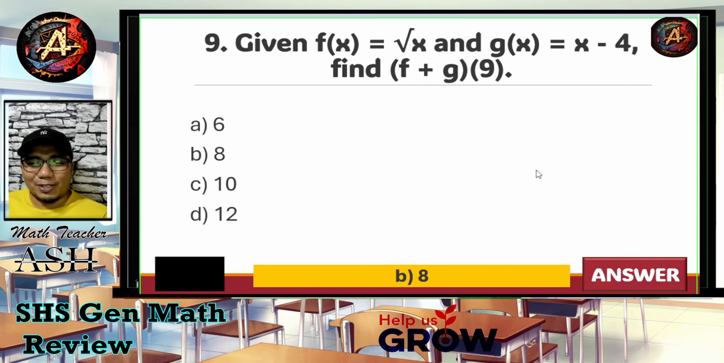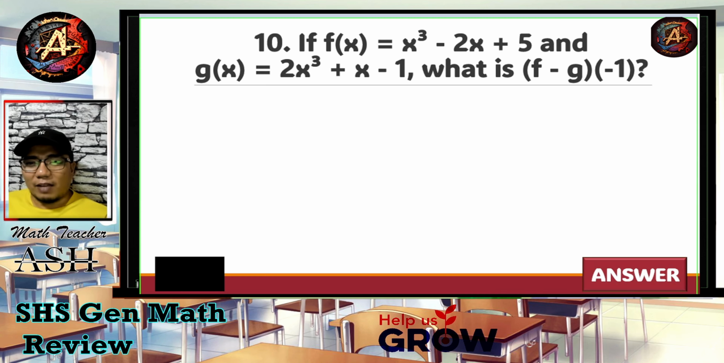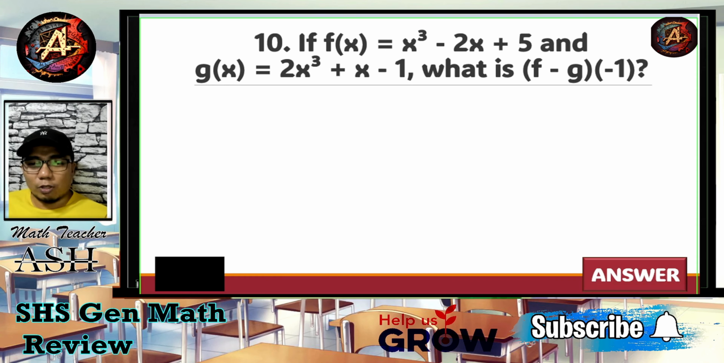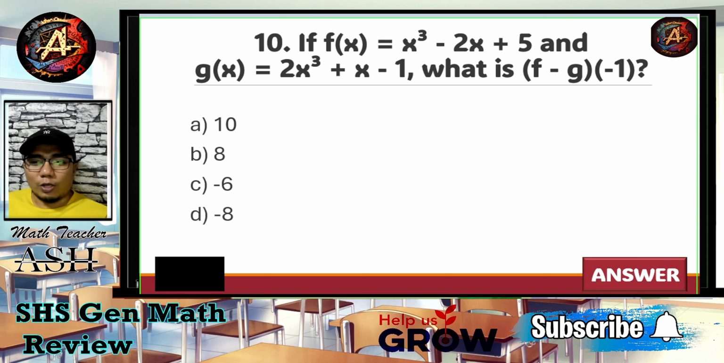Alright, my dear math learners. Now, let us go to question number 10. If f of x is equal to x cubed minus 2x plus 5 and the g of x is equal to 2x cubed plus x minus 1, what is f minus g of negative 1? Is it A, 10, B, 8, C, negative 6, or D, negative 8? I'll give you 5 seconds to think about your answer.